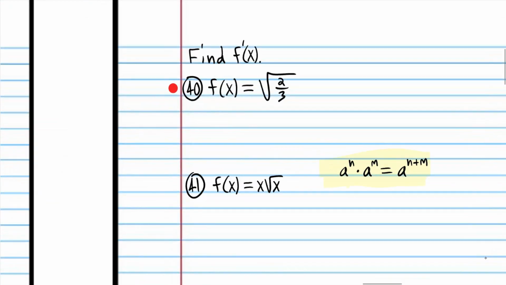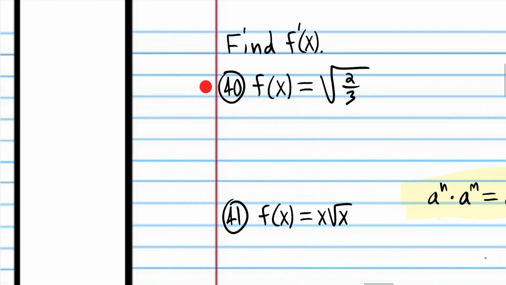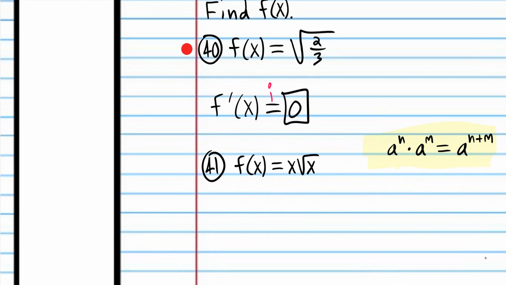Okay, so let's try these problems together. We're going to find f prime of x. Again, this whole class is just about finding derivatives, so the answer is 0. Why is the answer 0? Because it's a constant. So that was differentiation rule number 1.